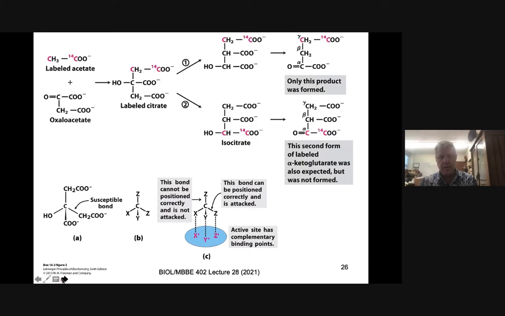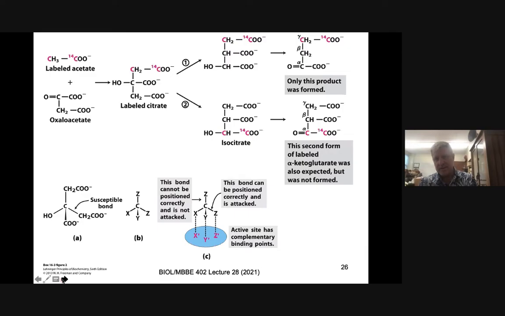Now, this is an illustration of some of the things we're going to look at today in regards to radio labeling. In this case, we might have radio-labeled acetate coming in, and we can then condense that with oxaloacetate to produce radio-labeled citrate. Now, interestingly, we have two capacities to undertake the reaction, in regards to the potential of producing two structural forms of isocitrate.